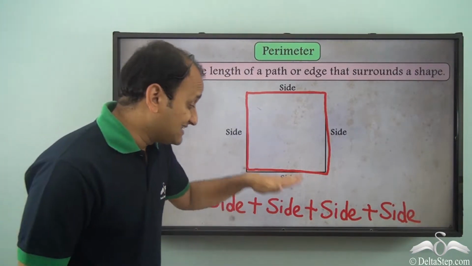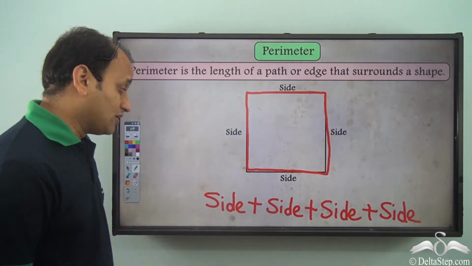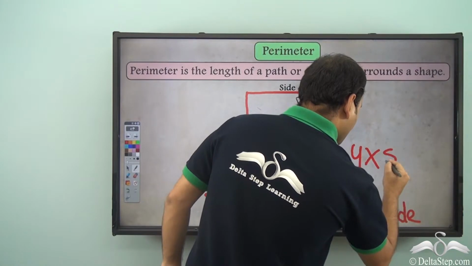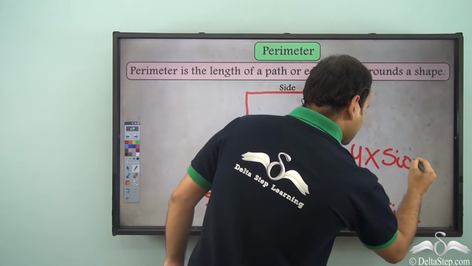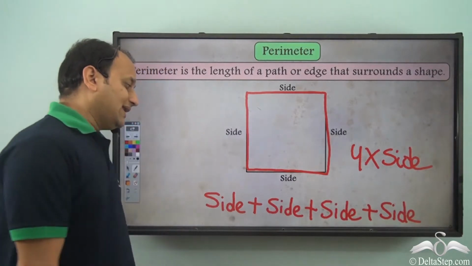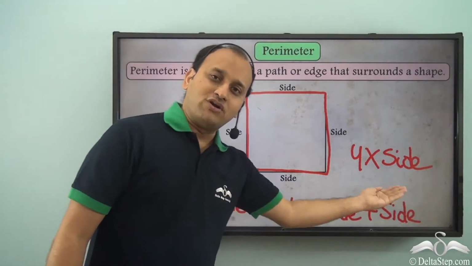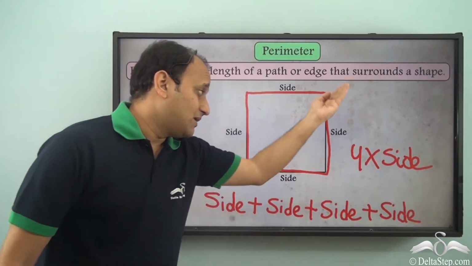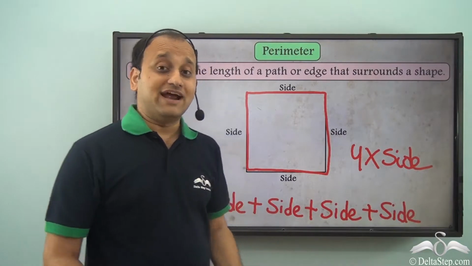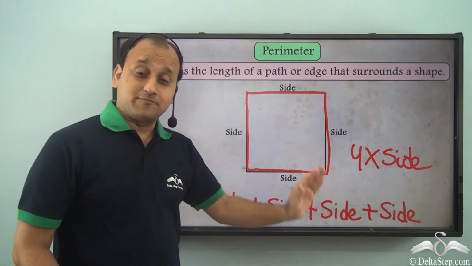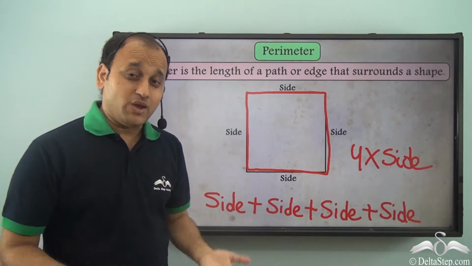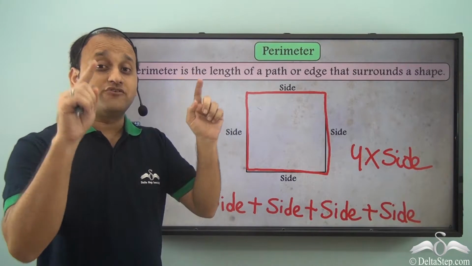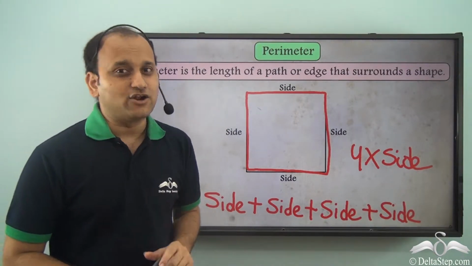So as we are adding side 4 times, this can also be written as 4 into side. So you can either add the side 4 times for a square, or you can simply multiply side with 4 and you will get the perimeter of a square. And even Ravi wanted to calculate perimeter of a square so that he can calculate the amount of ribbon required for each side of his die.